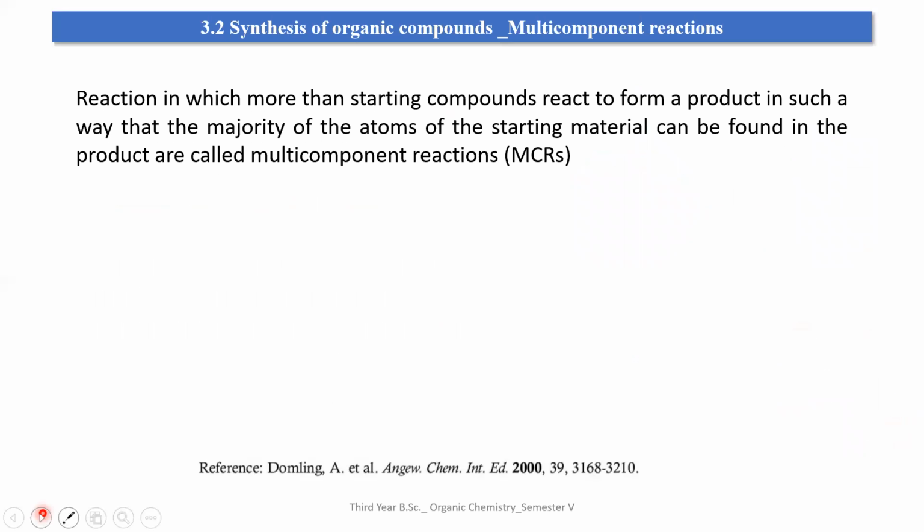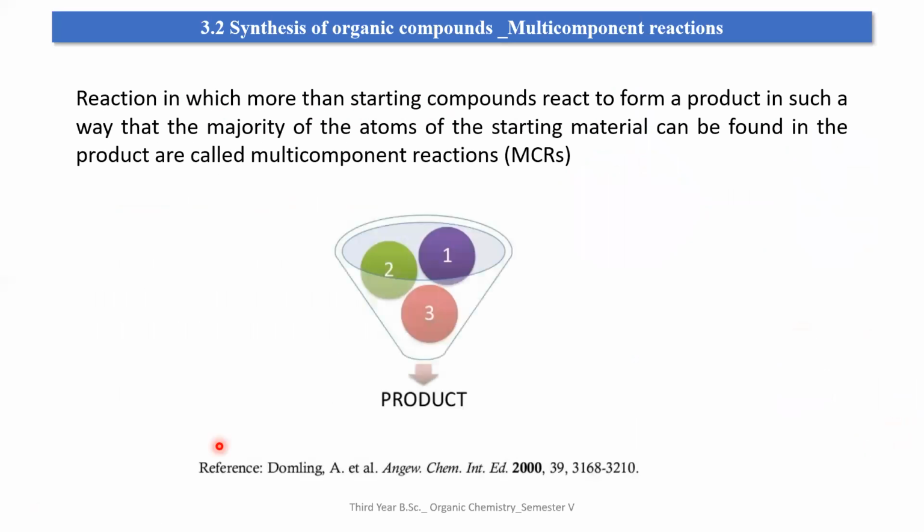Now, in general, we can call any reaction in which two or three starting compounds react to form a product, in such a way that the majority of the atoms of the starting materials can be found in the product, a multi-component reaction. You can see that there are three starting materials and they form a product. The atoms involved in the starting materials should be part of the product, right? So then we can call it a multi-component reaction, right?